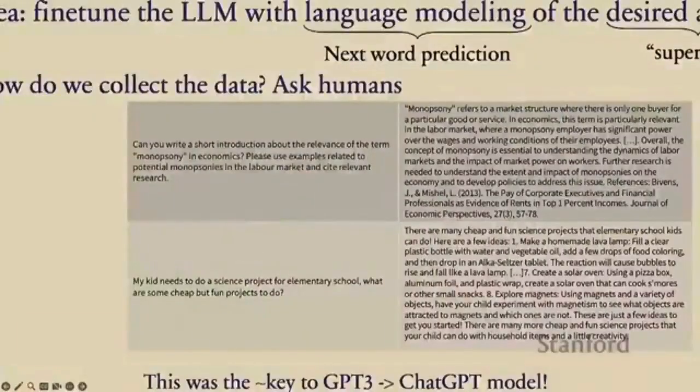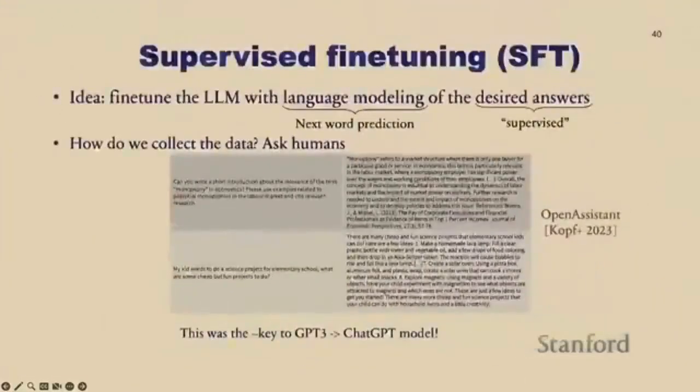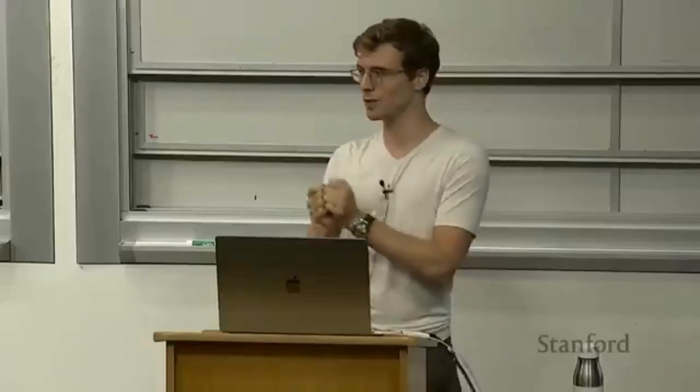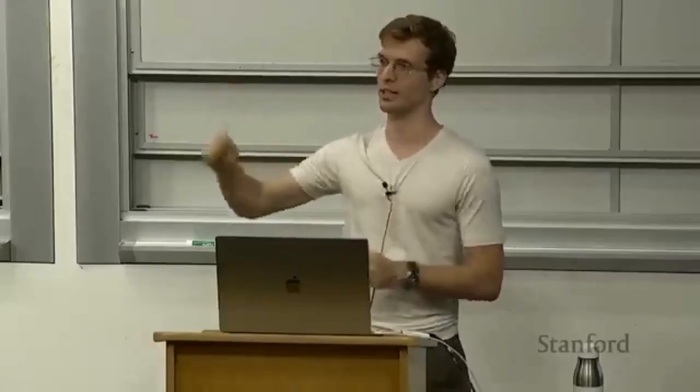So this is an example. Let's read this one. Can you write a short introduction about the relevance of the term monopsony? And then it says monopsony refers to a market structure, blah, blah, blah. And it's a human that wrote that. This is Open Assistant, which was a way to collect data online from humans. So this type of supervised fine-tuning or alignment is really the key of ChatGPT. This is what made the big jump from GPT-3, which was mostly something that was known by AI researchers, to ChatGPT, which became known by basically everyone.